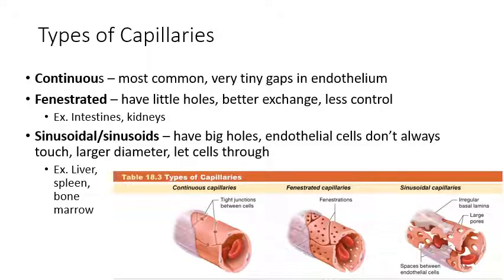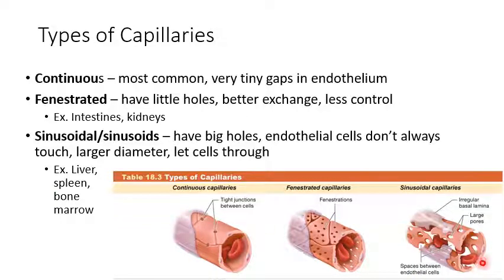Then finally, you have sinusoidal capillaries. Those are also called sinusoids, which is because it's just shorter. The sinusoids have really big holes in the endothelial cells. They also have really big gaps between the endothelial cells. Sometimes those cells don't even touch each other. And they also can have an incomplete basement membrane. And they also have a larger diameter than other capillaries.